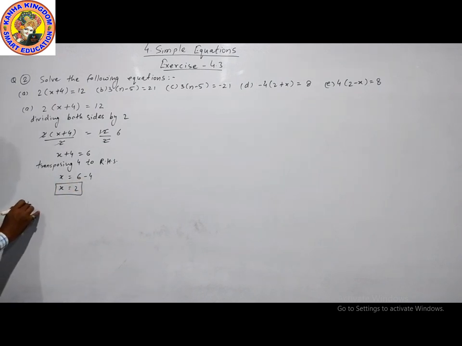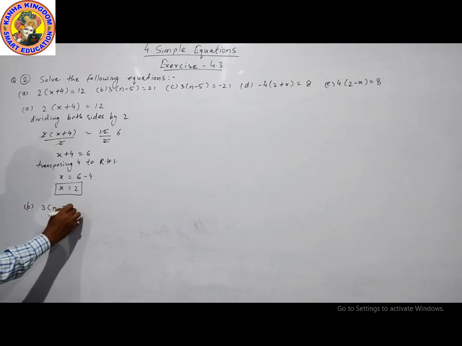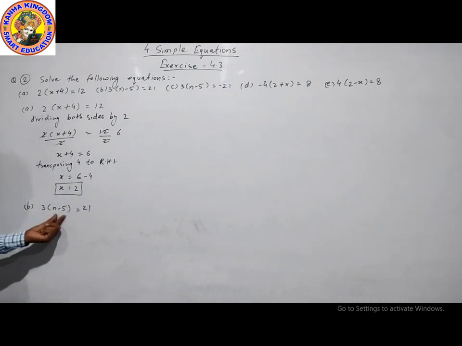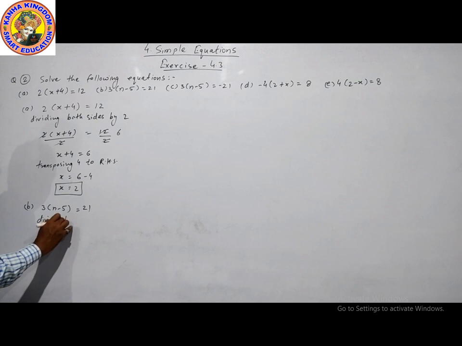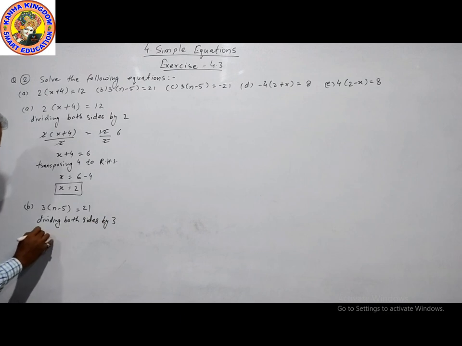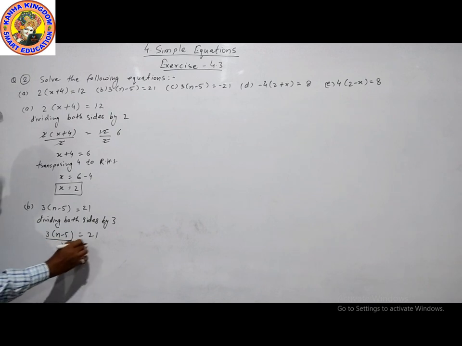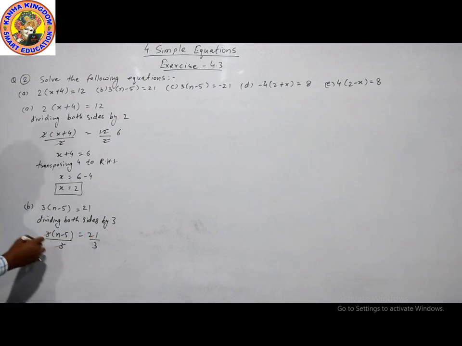Now taking part B, 3(n - 5) = 21. Here is a bracket, and after the bracket here is multiply by 3, so we will divide by 3. First of all we will solve the multiplication. Dividing both sides by 3. The equation is 3 into (n - 5) is 21. Dividing by 3 and dividing by 3, 3 and 3 will be cancelled. 21 divided by 3 is 7.